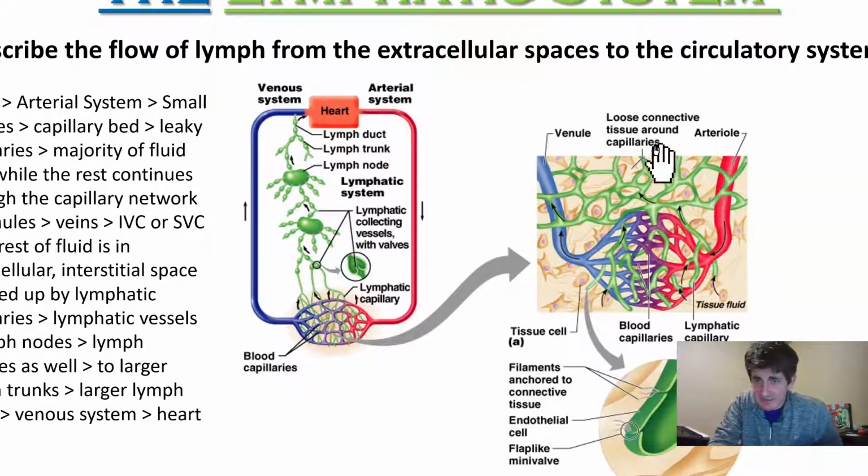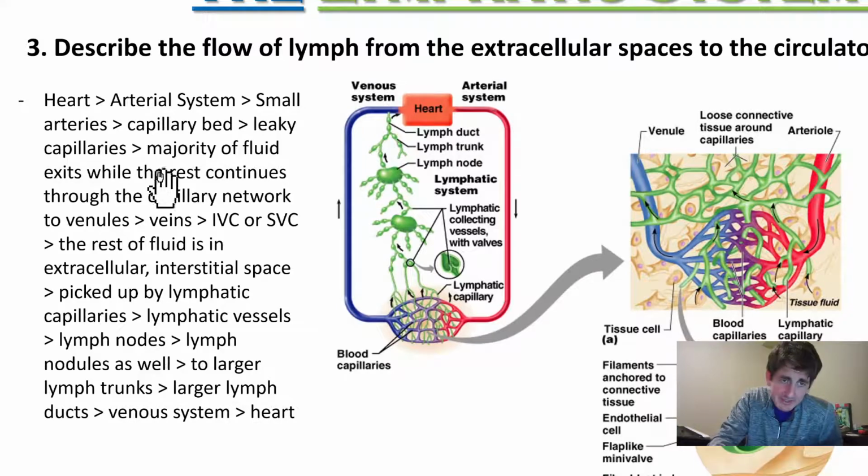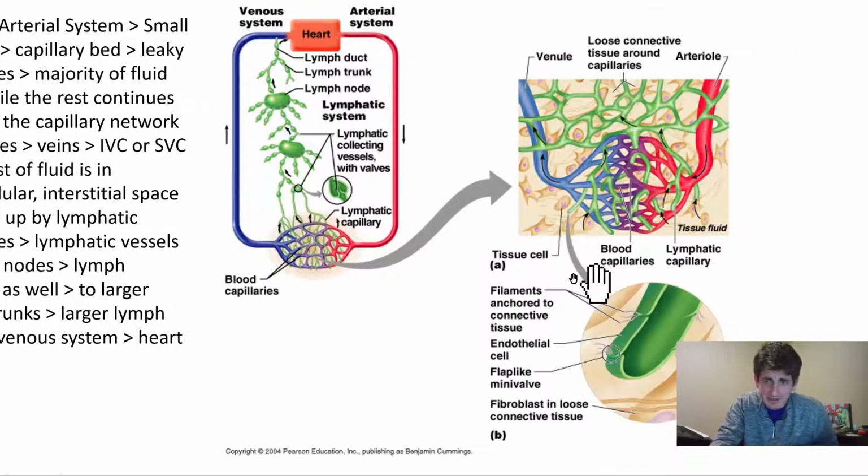And again, this is like 3 liters a day. But the rest of this fluid will continue through the bloodstream capillaries into the venules, back to the veins, and the inferior vena cava or superior vena cava. So some of it's going to just go through, and some of it's going to leak out and go through the lymph system.